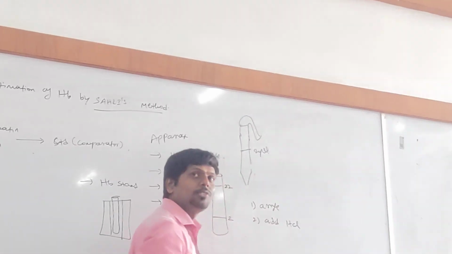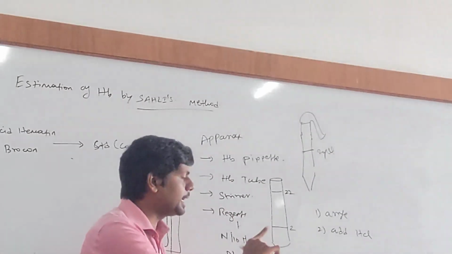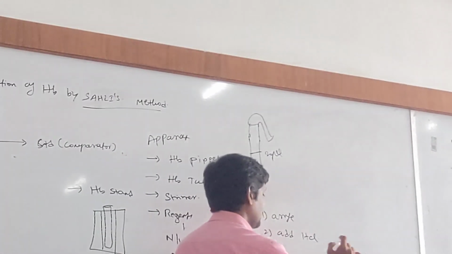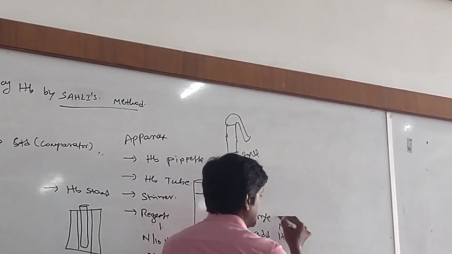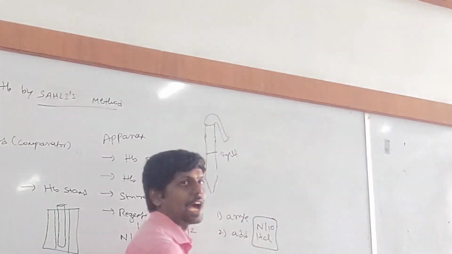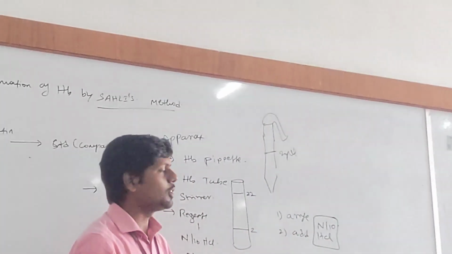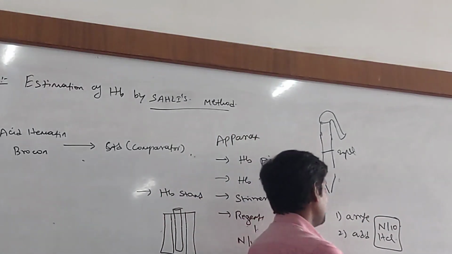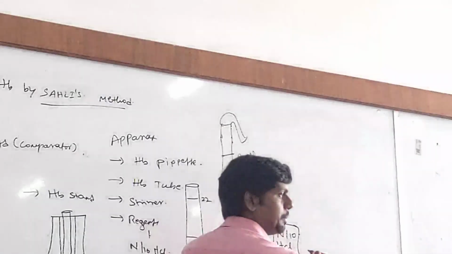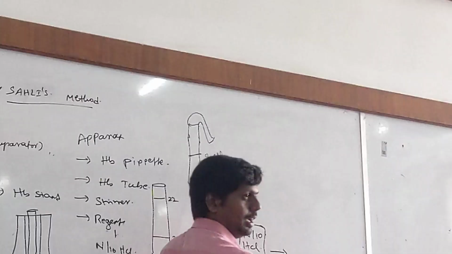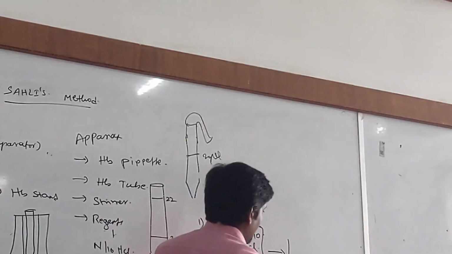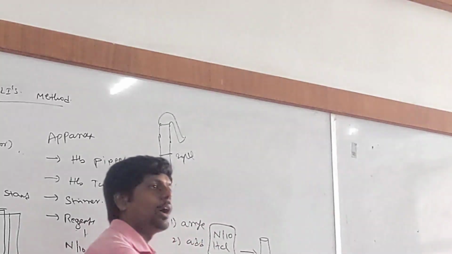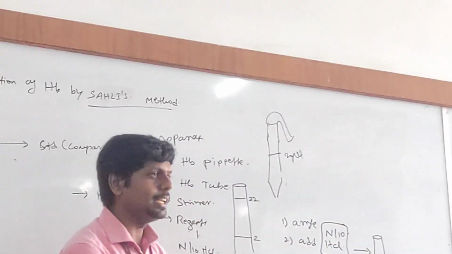Whenever we are saying HCl, is it concentrated or what? Always mention not concentrated. N by 10 HCl. This is universally standardized. If you take concentrated HCl, that's it, the blood will boil. Anyway, so add N by 10 HCl up to what? You have added your N by 10 HCl.